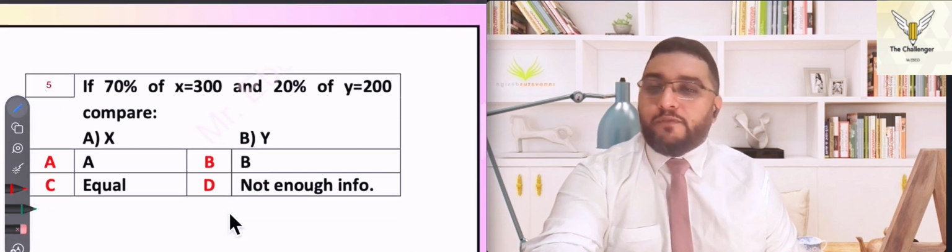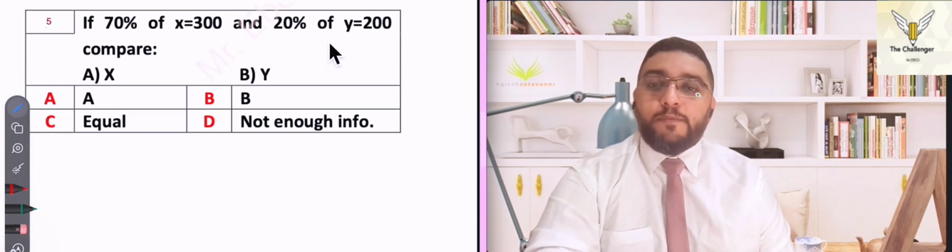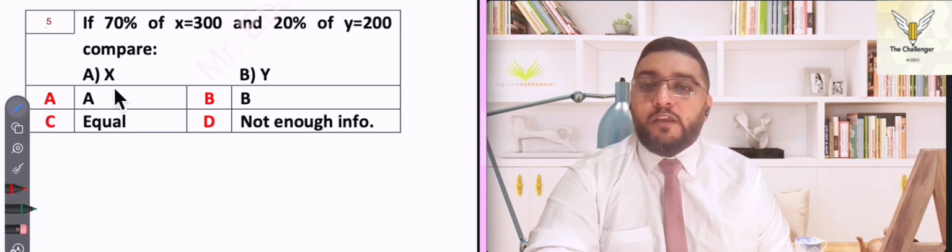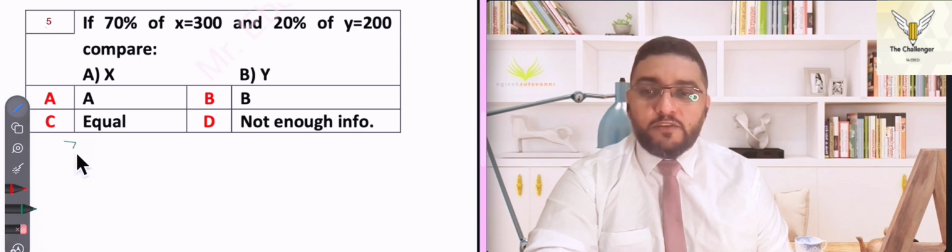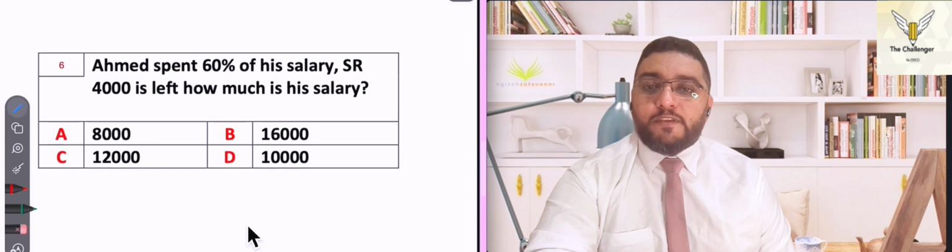Next question, question 5. If 70% of x equals 300 and 20% of y equals 200, compare between the value of x and the value of y. Now if you have 70%, we will answer this question in a traditional way. So 70 over 100, 60% of his salary.